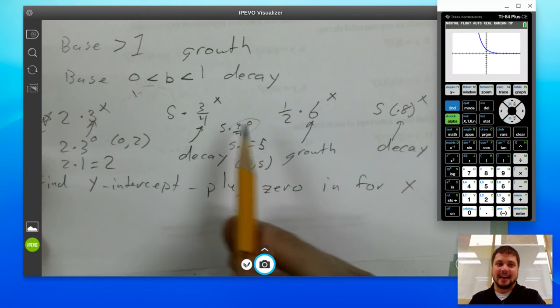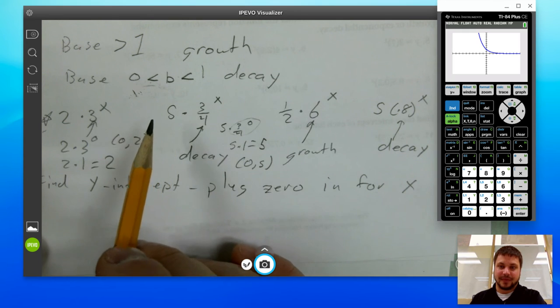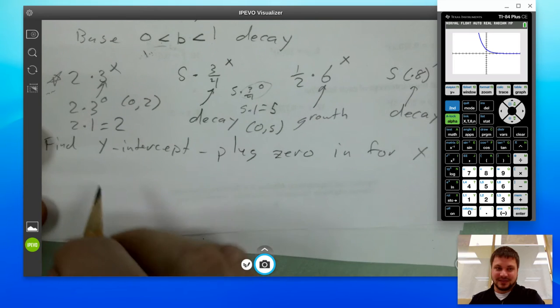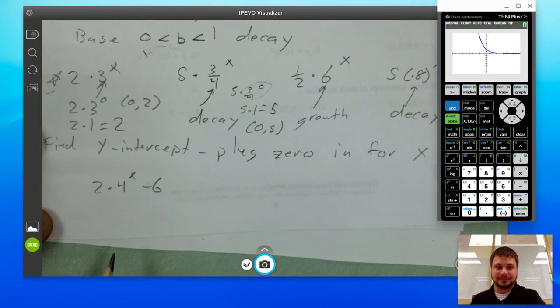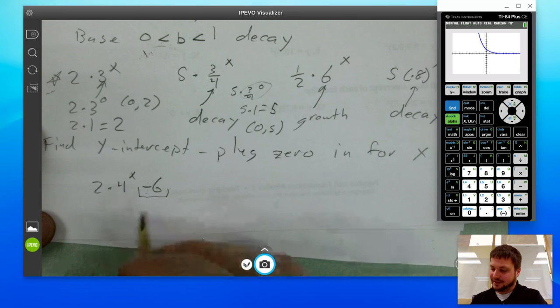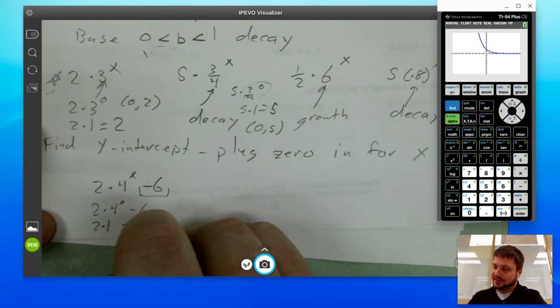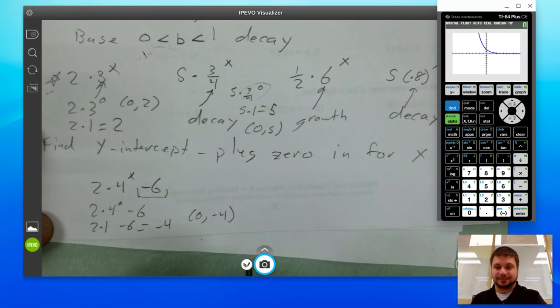I think you're seeing the pattern. The y-intercept is usually the coefficient that's in front, okay? But that's not always true if you have plus and minuses. So for instance, if you had something like 2 times 4 to the x minus 6, now this is going to throw off that the coefficient is the y-intercept. So here I have 2 times 4 to the 0 minus 6. 4 to the 0, of course, is 1. So I have 2 times 1 minus 6, which is negative 4. So my y-intercept is at (0, negative 4).